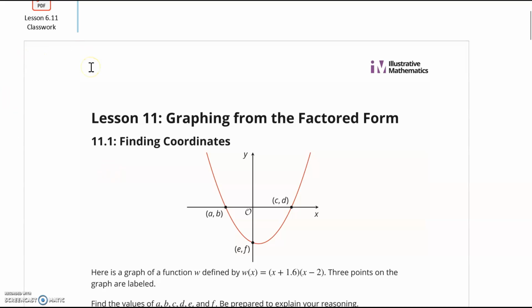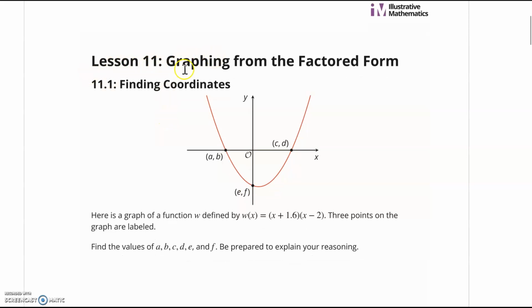Okay, here we are. We're going to do Unit 6, Lesson 11. And what we're looking to examine here is graphing from factored form. So here's a graph of a function w defined by this function, w of x is equal to the quantity x plus 1.6 times the quantity x minus 2. Three points on the graph are labeled. We want to find the values of a, b, c, d, e, and f.